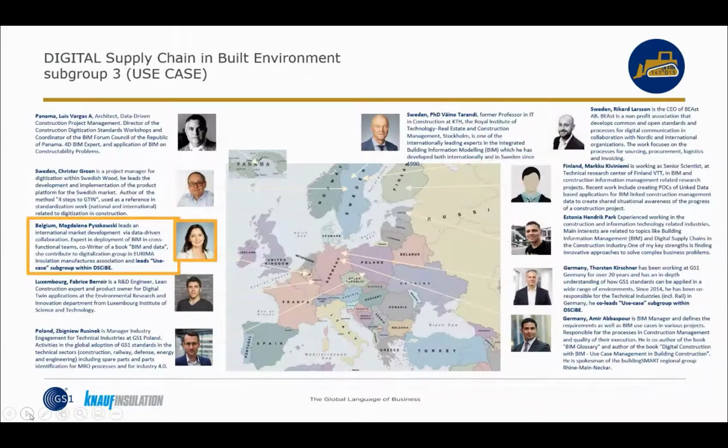So our subgroup 3, which is focused on the use cases, is composed of different international experts representing the whole of Europe, with very strong support from Sweden. These are people working either in the construction and manufacturing sector, or in the R&D departments and different organizations developing the concept of digitalization. So we bring the knowledge together, and we are doing proofs of concept on different projects.